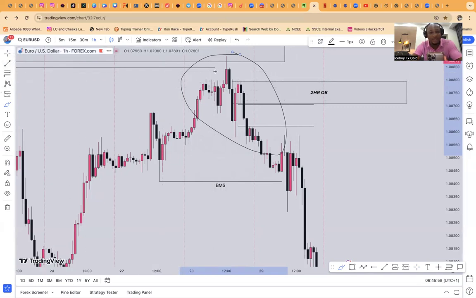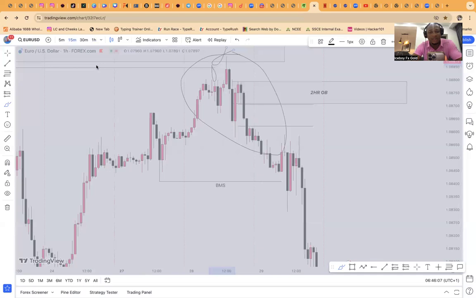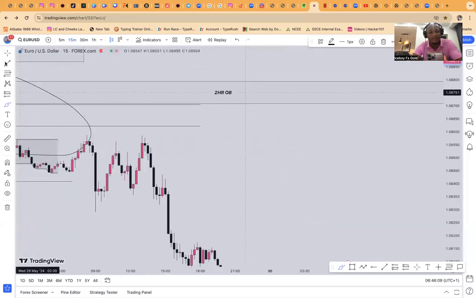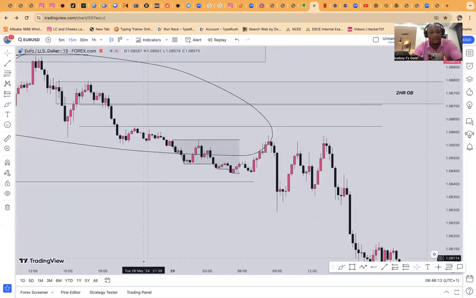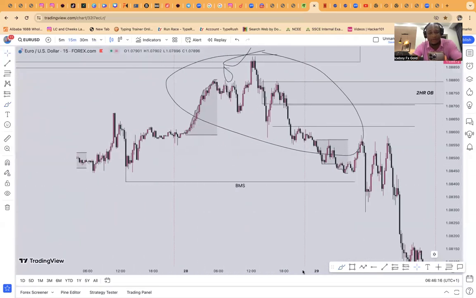Since price already tapped in and swept this liquidity, what do we do now? We go to the lower time frame, such as the 15 minutes time frame, and then let's see how we can fix ourselves on the trade. Okay, now we have this for people doing lower time frame entry. Price, first of all, broke this guy.